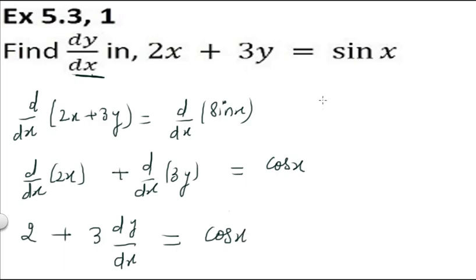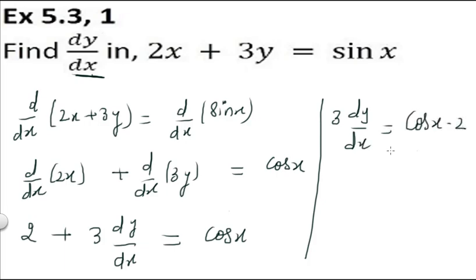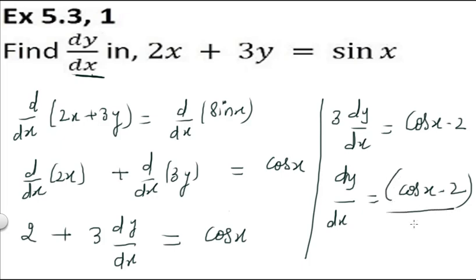That means 2 plus 3 dy by dx equals cos x. We have to find out dy by dx. Let us separate it. So 3 dy by dx equals cos x minus 2. So dy by dx will be cos x minus 2 divided by 3. So this is the answer for this question. We have calculated dy by dx. Now we will go to another question.